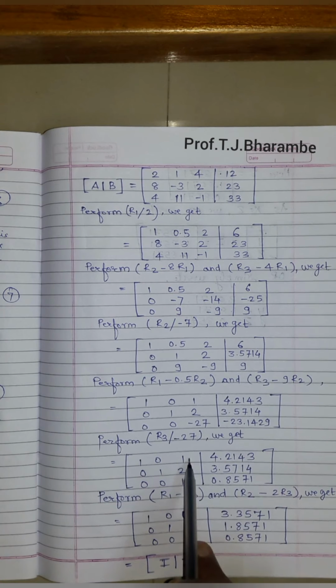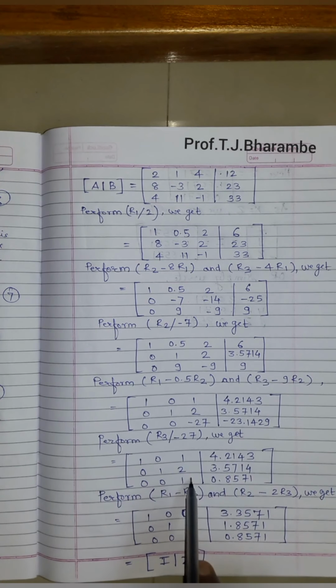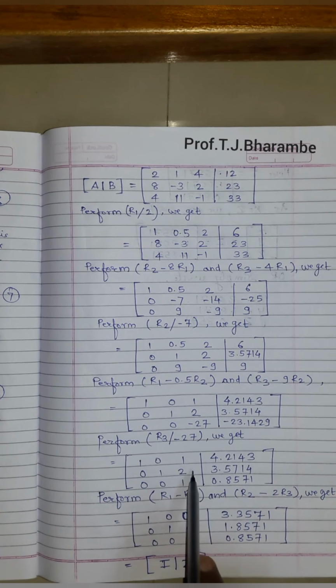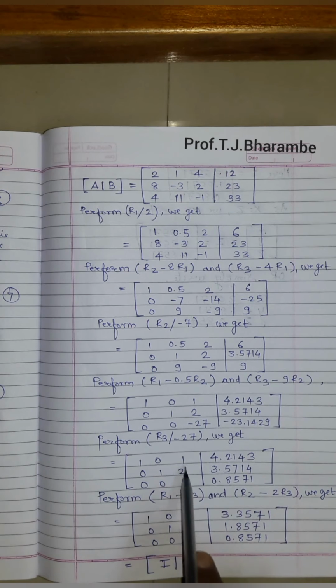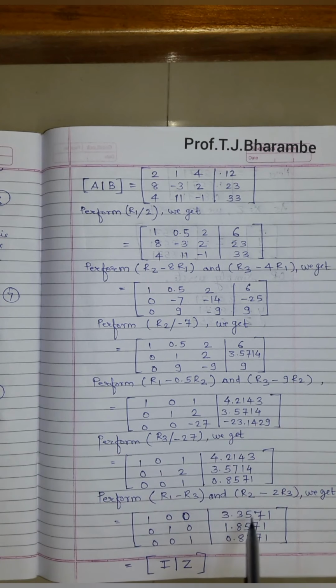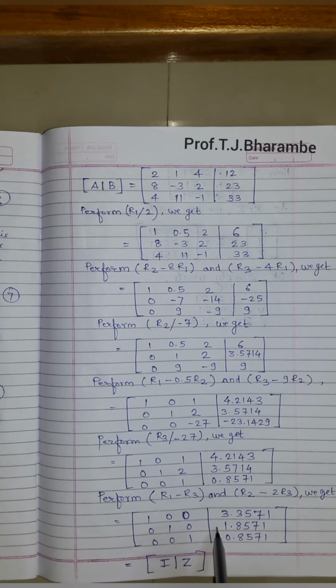So we have written here R1 minus R3, and second it is R2 minus 2R3. See here, R2 minus 2R3. After solving this, we have got 1 0 0, 0 1 0, 0 0 1. So we have converted this to 0 0. Similarly, these two terms have also changed. Which terms? R1 and R2.